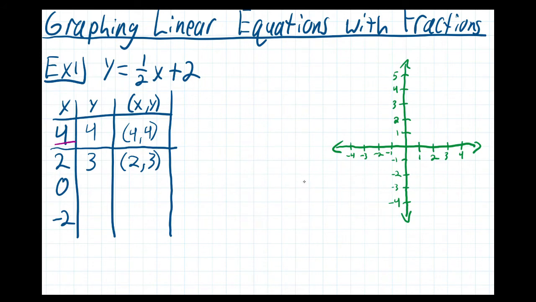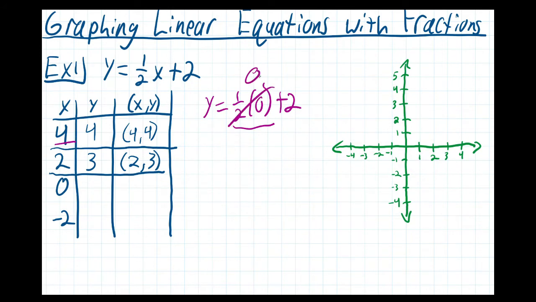So now, when we are plugging in 0, we have y is equal to 1/2 times 0 plus 2. Again, anything times 0 is 0. So 1/2 times 0, that's just going to become 0. 0 plus 2, it's just going to be 2. So when x is 0, y is 2. So you end up with the point 0, 2.